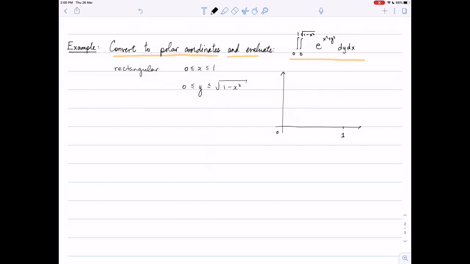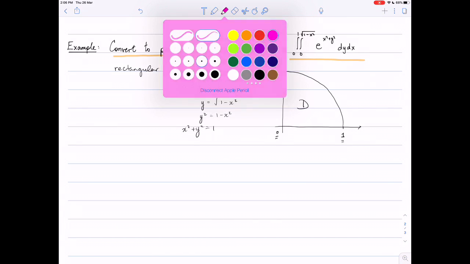And this we recognize as the top half of a circle, right? If we let y equal to that root of 1 minus x squared and square both sides, y squared is 1 minus x squared, bring the x squared over, x squared plus y squared is equal to 1. We've got the top half because that is the positive root. We've only got x from 0 to 1. So the region D that we're looking for is this part of a circle right here.